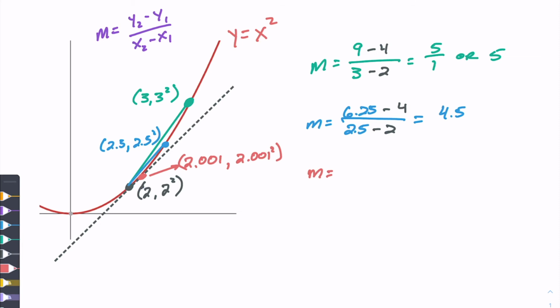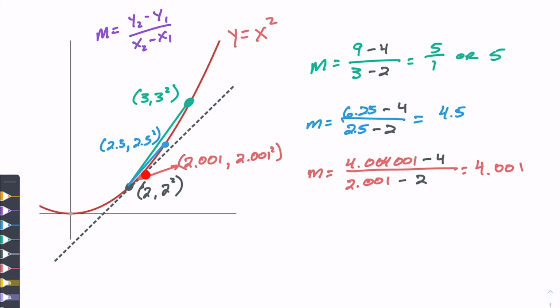So the slope here is going to be 2.001 squared, which is 4.004001, minus 4, because that's our value right here, over 2.001 minus 2. And when we calculate that, that value is going to be 4.001.